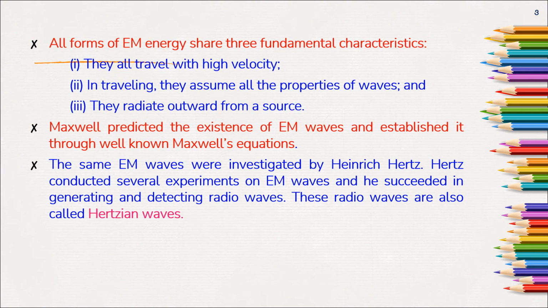All forms of electromagnetic energy share three fundamental characteristics. They all travel with very high velocity, they assume all the properties of waves, and they radiate outward from a source. Maxwell was the person who predicted the existence of electromagnetic waves and he established Maxwell's equations. The same EM waves were investigated by Heinrich Hertz. Hertz conducted several experiments on EM waves and he succeeded in generating and detecting radio waves. These radio waves are called Hertzian waves.